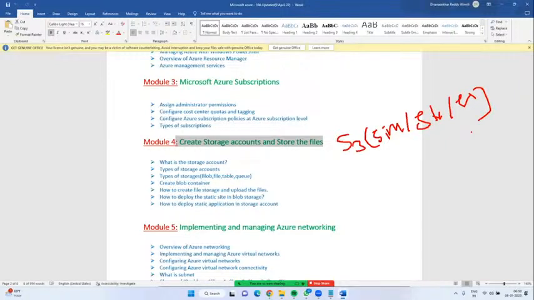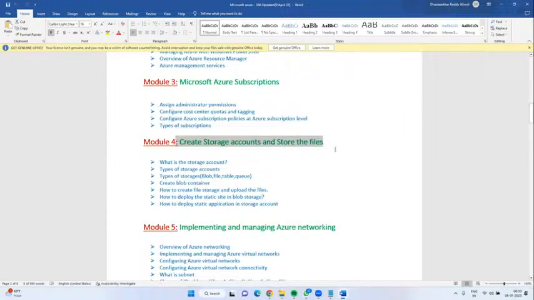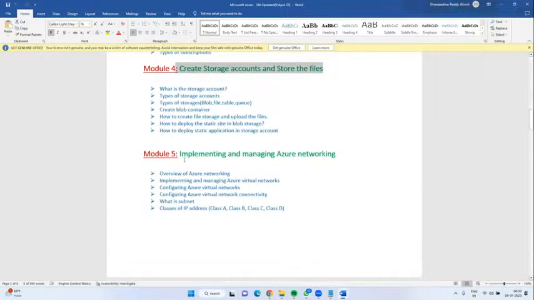Now, here in Microsoft, we have different types of services. Based on our requirement, we will proceed and consume the services. We have storage, blob, file, table, queues, etc. Next, module 5, implementing and managing the networking.